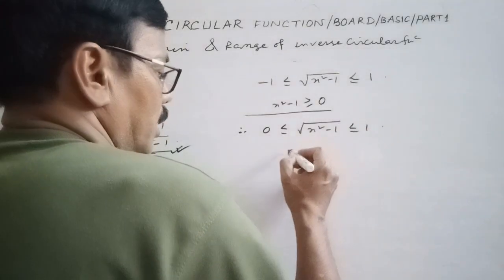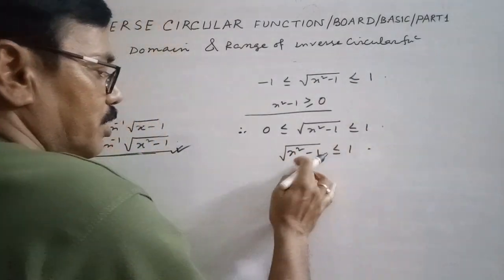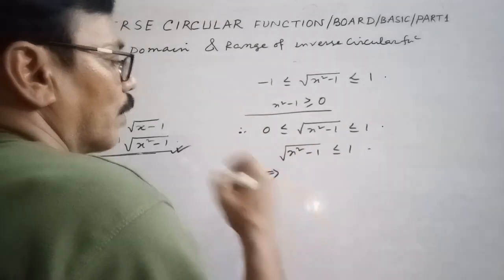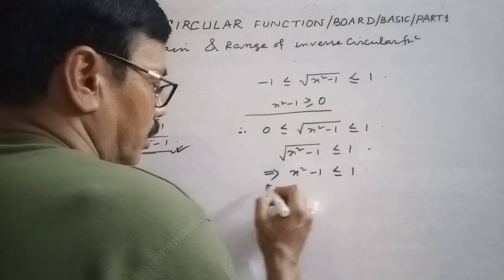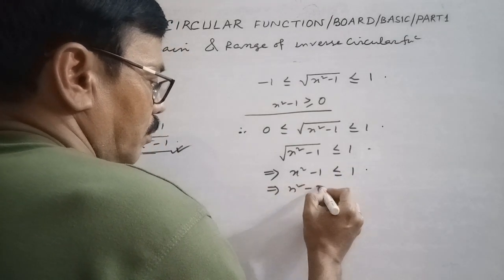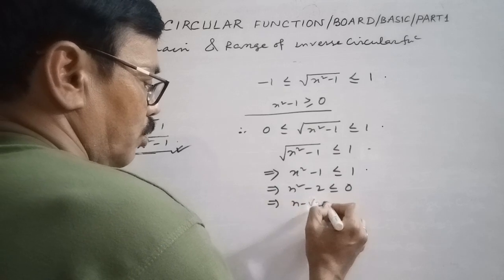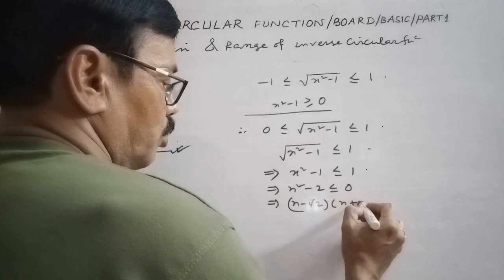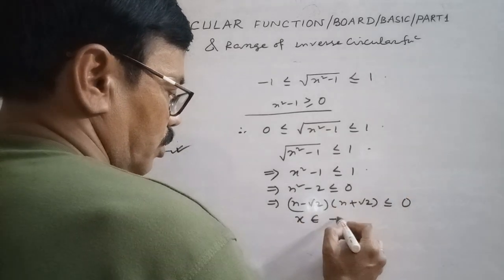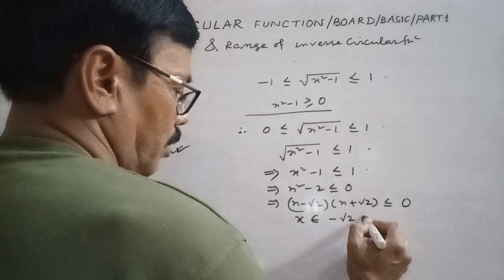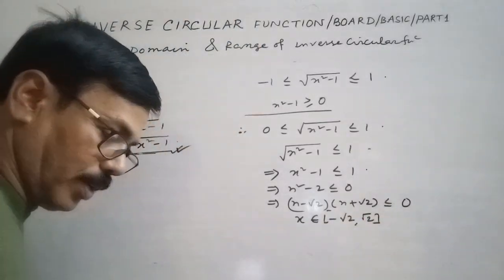Now we consider x square minus 1 less than or equal to 1, since it is positive 1. So x square minus 2 is less than or equal to 0. So (x minus root 2)(x plus root 2) is less than or equal to 0. So x belongs to minus root 2 to plus root 2. This one.